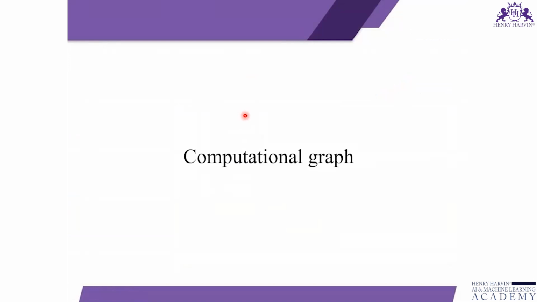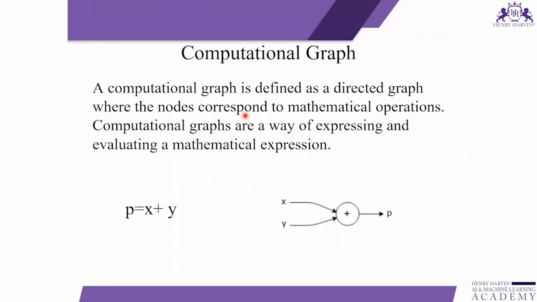Let us discuss the computational graph. So what is a computational graph? It is defined as a directed graph where the nodes correspond to mathematical operations. Computational graphs are a way of expressing and evaluating a mathematical expression.